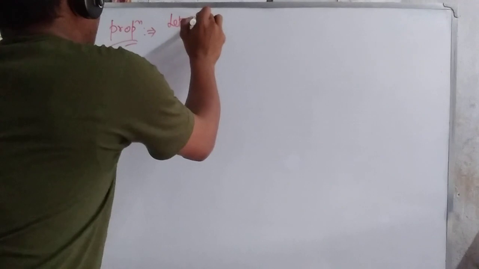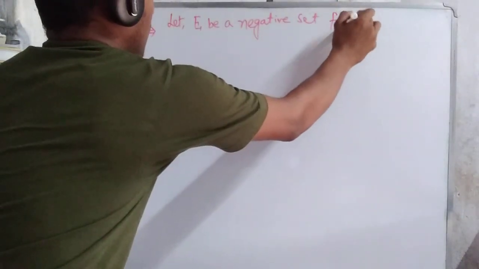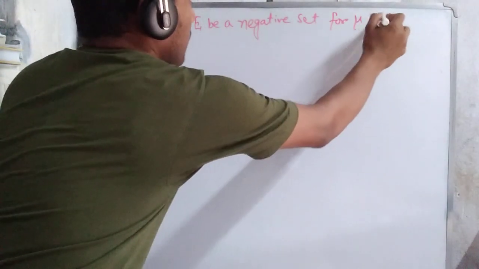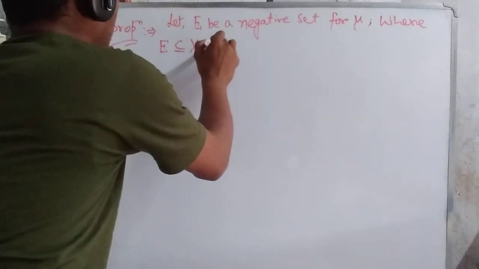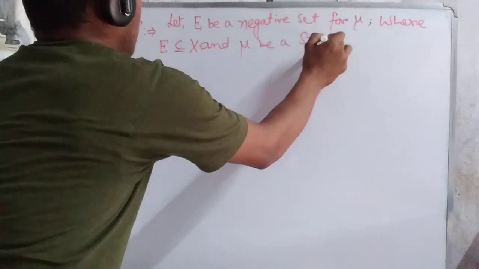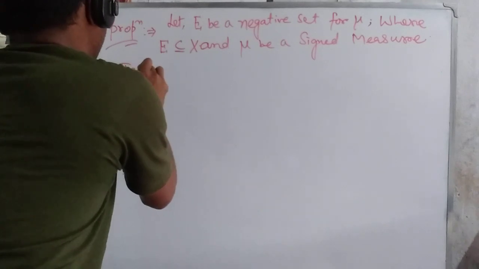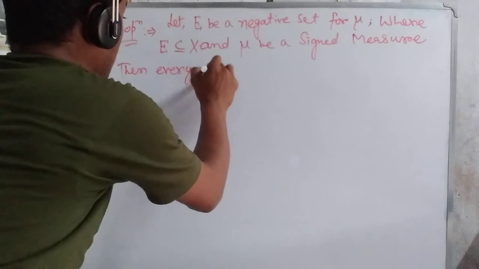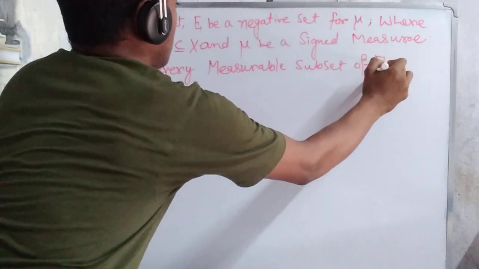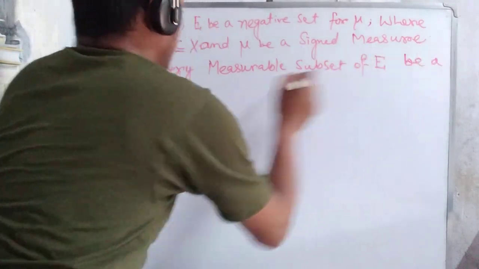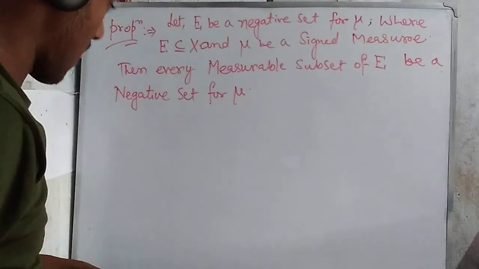Let E be a negative set for mu, where E is a subset of X and mu is a signed measure. Then every measurable subset of E is a negative set for mu.